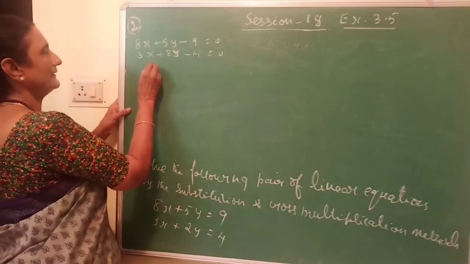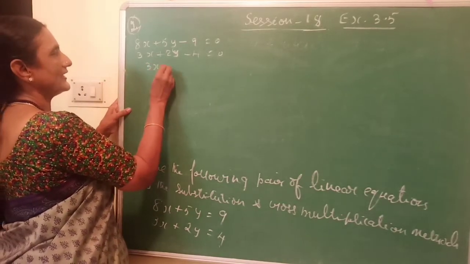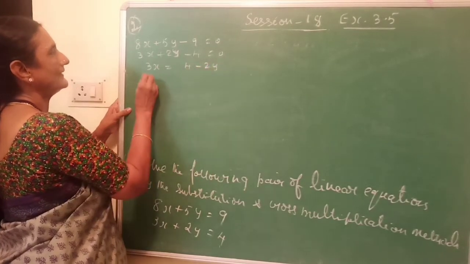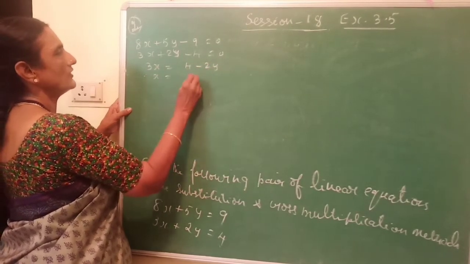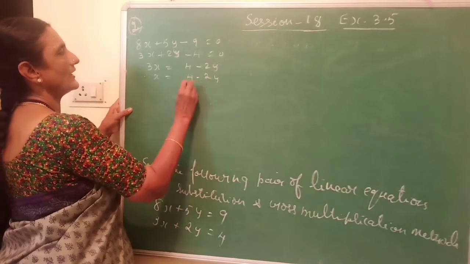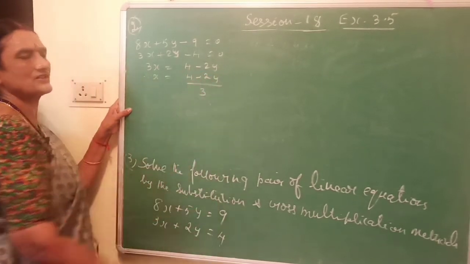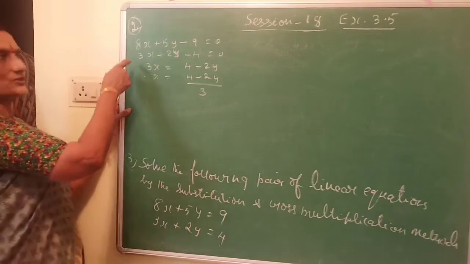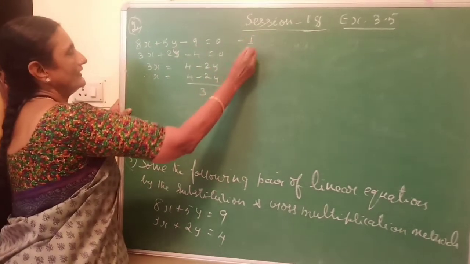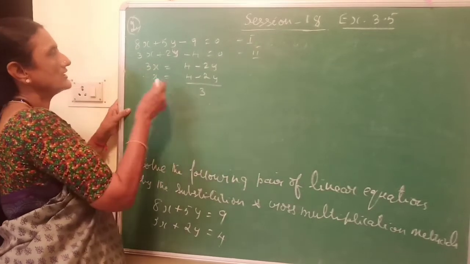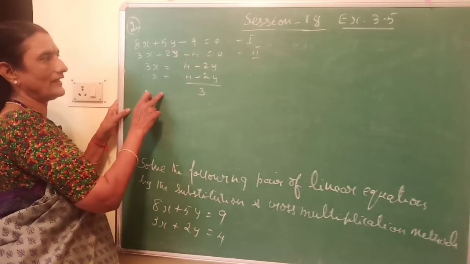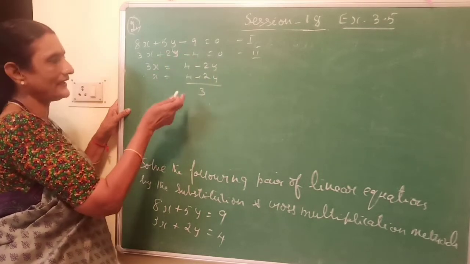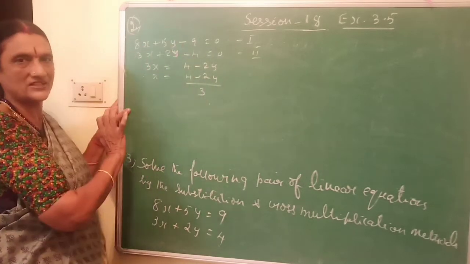So what will happen? Your 3x is equal to 4 minus 2y, and therefore x is equal to (4 minus 2y) by 3. Is that understood? So this is the substitution method. Now you are going to substitute in the equation. We have to number it as 1 and 2. So from the second we have got the value of x as (4 minus 2y) by 3. This we have to substitute in the first equation.